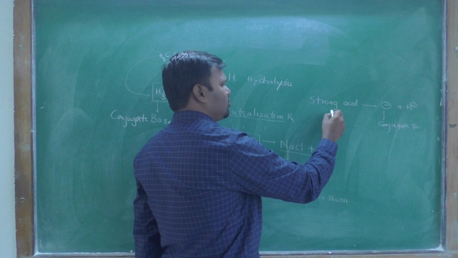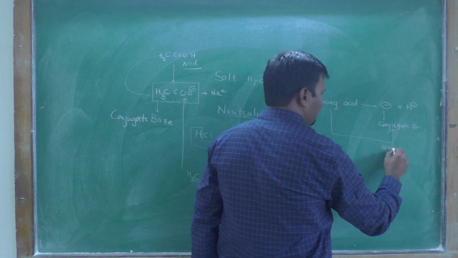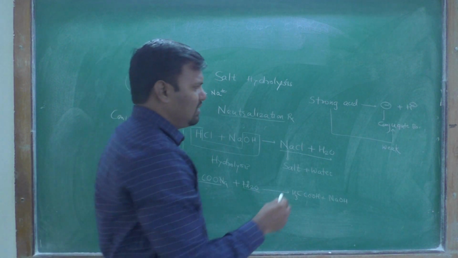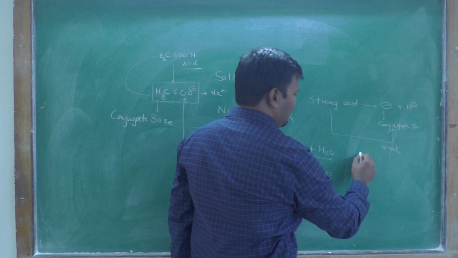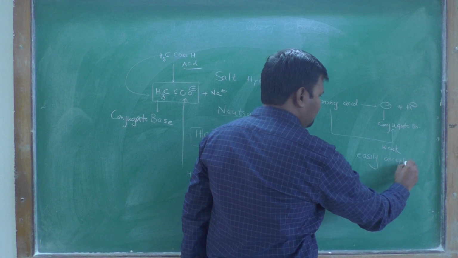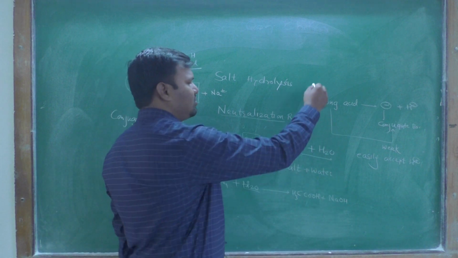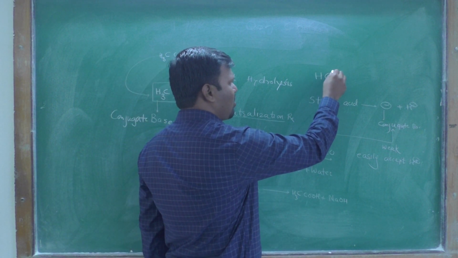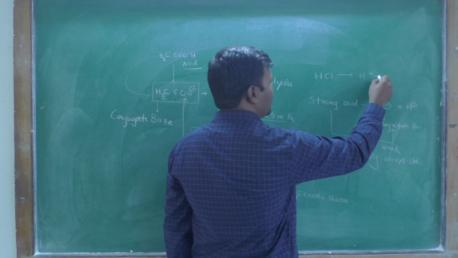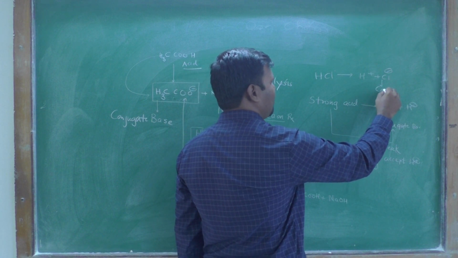Okay, when the acid is strong, then its conjugate base is weak, remember that. Conjugate base weak means what? It does not easily accept H plus ions. Suppose we have HCl, HCl is a strong acid, and this acid dissociates into H plus ion and Cl minus ions. Okay, the Cl minus ion is the conjugate base of HCl.